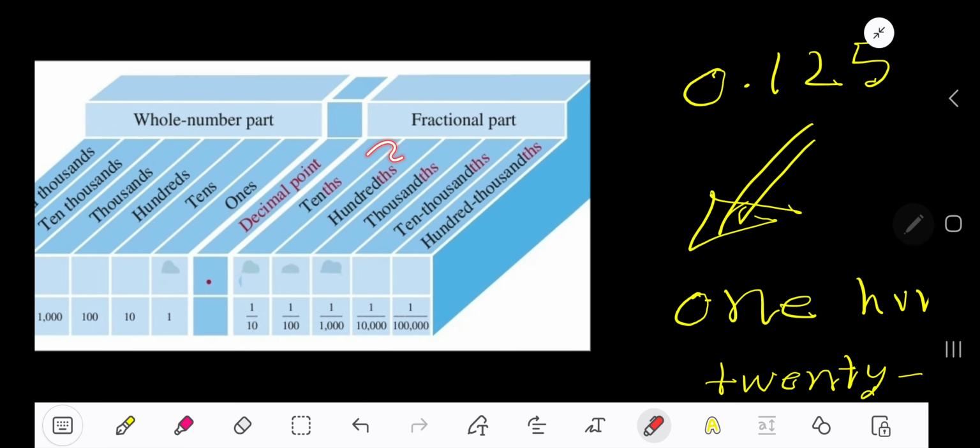After the decimal point, we have the tenths column, then hundredths, then thousandths. Before the decimal, we have the ones column, tens column, hundreds column. After the decimal, at the end of the column name, we have to use "ths". Okay, this one is in which column? Tenths column. 2 is in the hundredths column, and 5 is in the thousandths column.